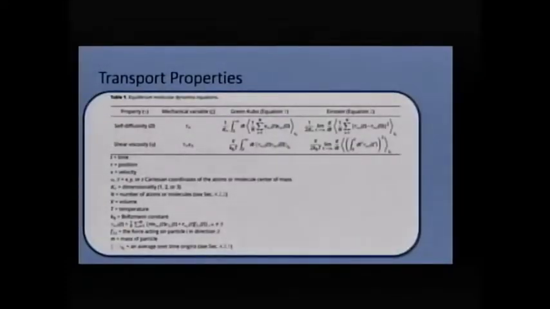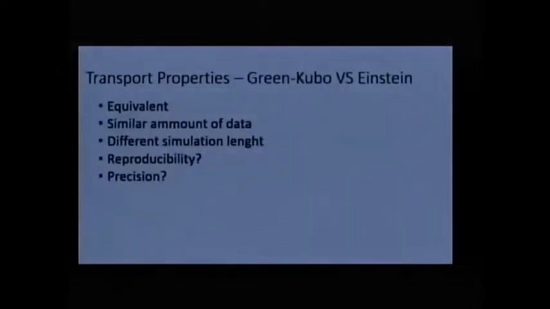Here's an example. Here we have functions to calculate self-diffusion coefficients using Green-Kubo or the Einstein method, and shear viscosity using Green-Kubo or the Einstein method. So they should be equivalent. We should have the same result using both methods. They require the same amount of data, depending on the system. For some systems, this is not true. The length of the simulation is different between them.